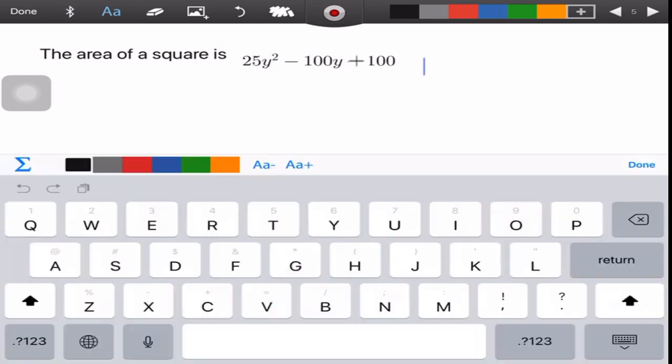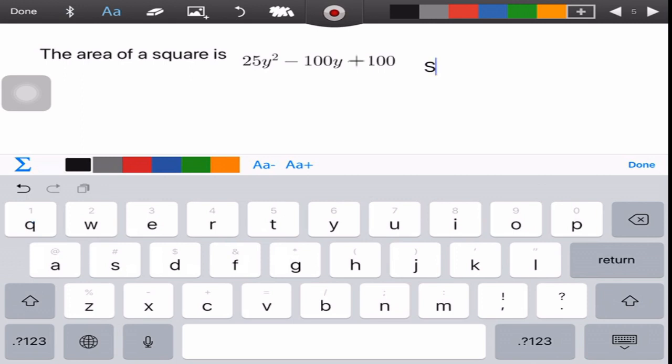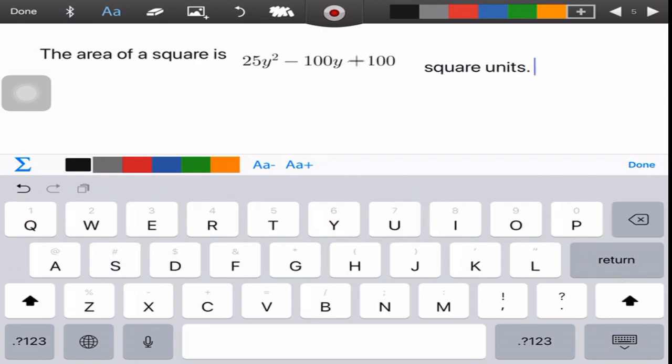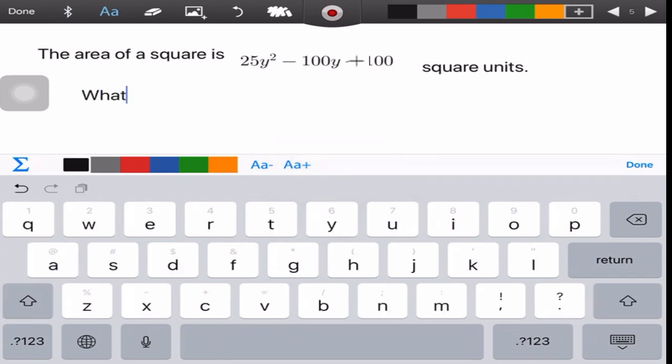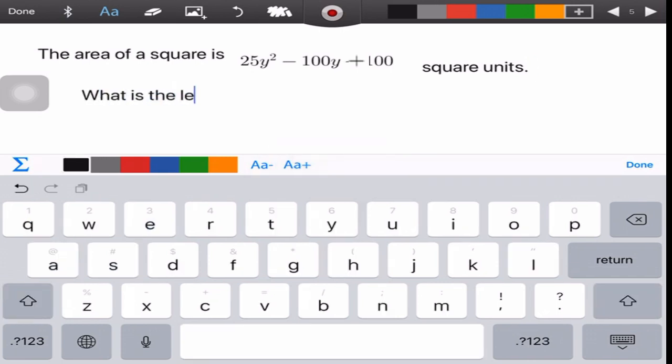Square units. What is the length of side of the square?